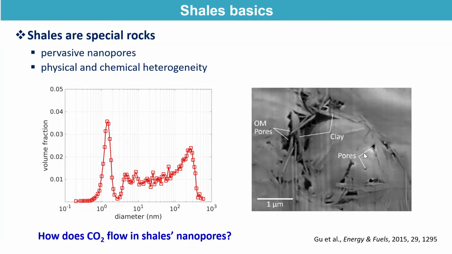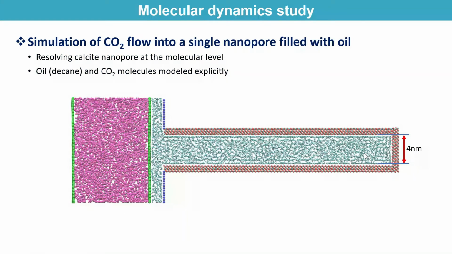Because of this, we can expect that the molecular nature, or more specifically the chemical details of the molecules, could start to affect the transport or flow of CO2 and oil inside the shale nanopores. Although these are out of the scope of traditional fluid dynamics, they are practically important. Because of this, we have performed molecular dynamics simulations of carbon dioxide flow into a single nanopore originally filled with oil. Shown here is a schematic of our simulation system.